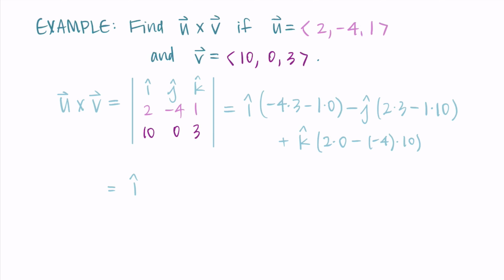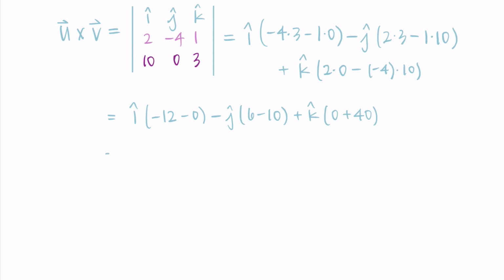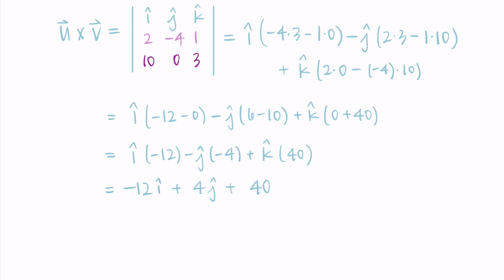So for the i component, I have -12 minus 0. Then for j, I have 6 minus 10. And for k, I have 0 plus 40. So simplifying, I have i times -12 minus j times -4 plus k times 40. So in ijk form, this looks like -12i plus 4j plus 40k.